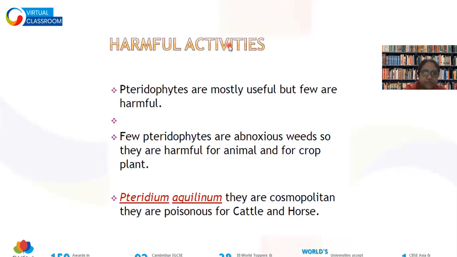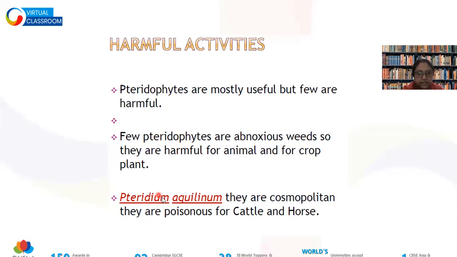There can be harmful activity too, like some of the pteridophytes can be very bad weeds. They grow among the plant, eat up the fertilizer and water provided to the plant, and it is causing damage, because even if it is not causing any disease, it is growing in competition with the desired plant. So ultimately it is utilizing some of the resources that are supposed to be utilized by the cultivated plant.